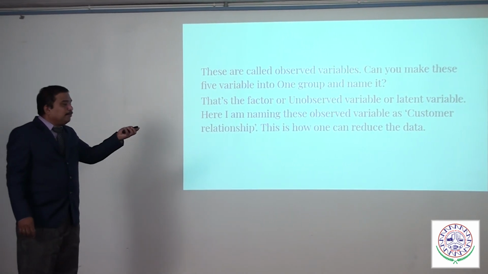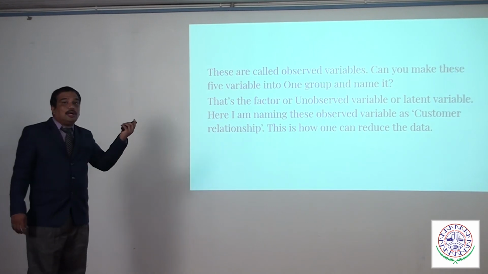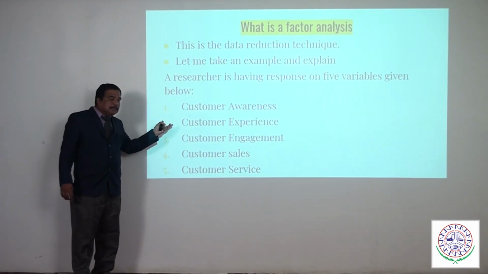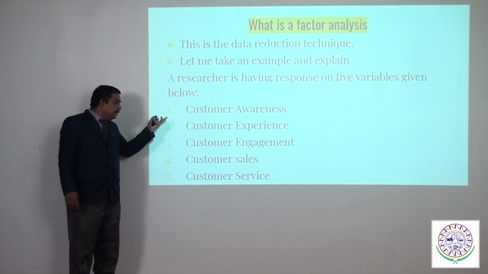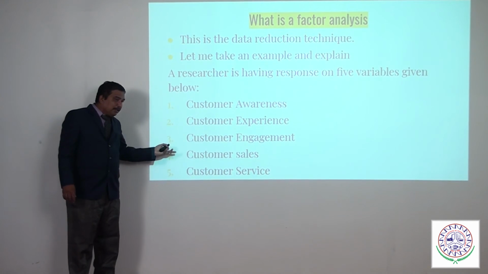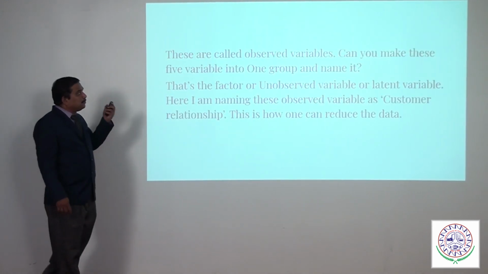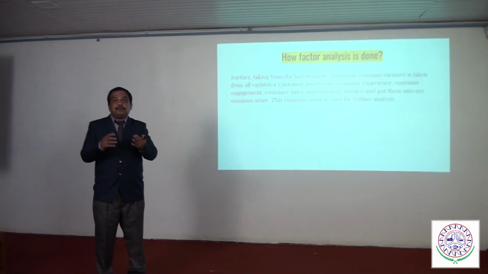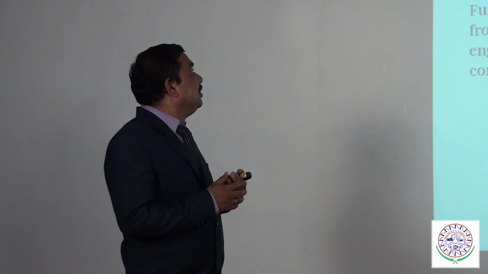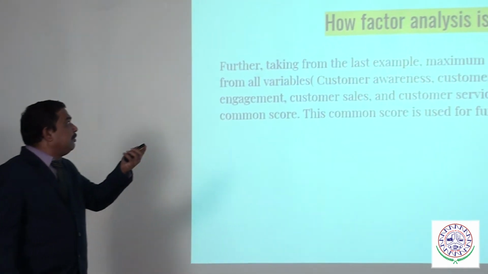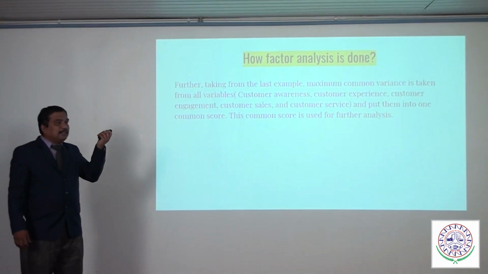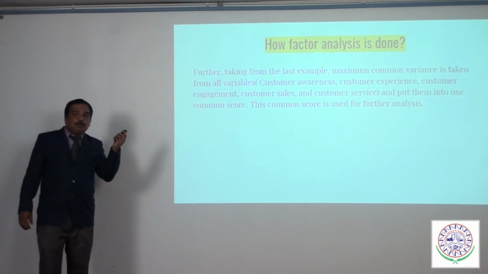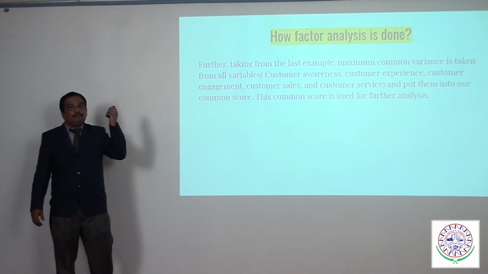That's what I call unobserved variables or latent variables. This is all part of customer relationship. Awareness is a part of the relationship, experience is a part of the relationship, engagement is a customer relationship strategy, sales is a customer relationship strategy, customer service is also a customer relationship strategy. Now, how can you do this when the variables are huge and you don't know what exactly the factor is? Therefore, I take the common variance of all these variables, from customer awareness to customer services, and I put them all into one common score for further analysis.